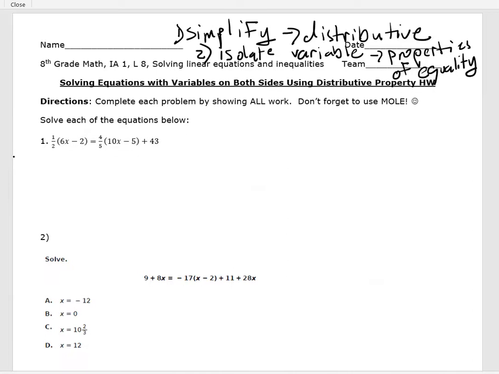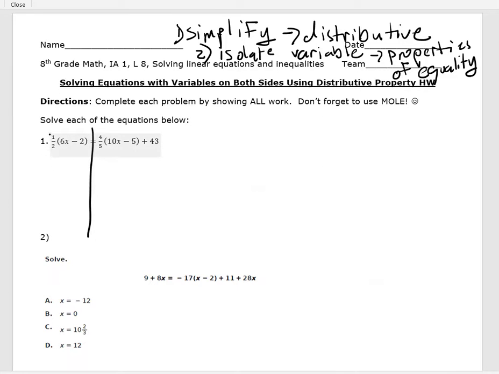And I'm going to take a look first at what I have here. I have 1/2 (6x - 2) is equal to 4/5 (10x - 5) + 43. I have two expressions. Each of these expressions, and by the way, remember the expression is what comes on one side of an equation. So I have two expressions that make up this equation.